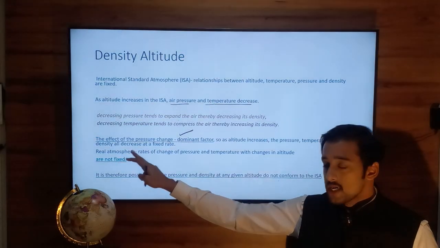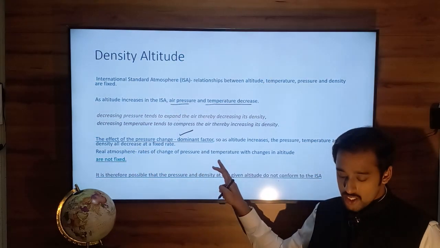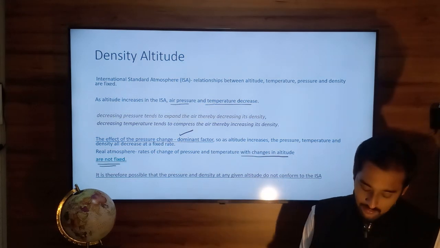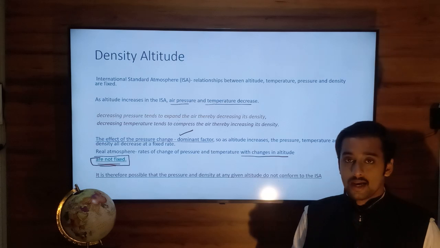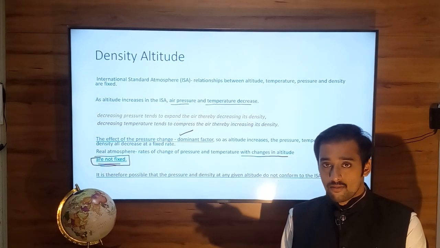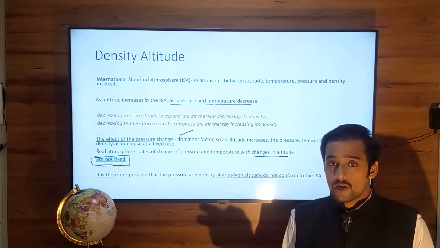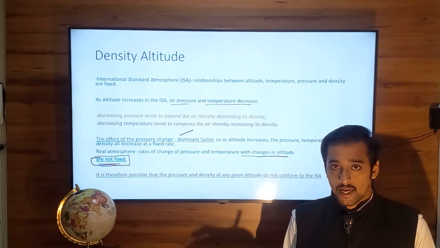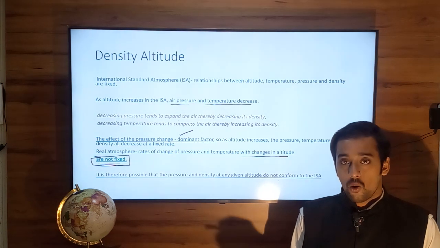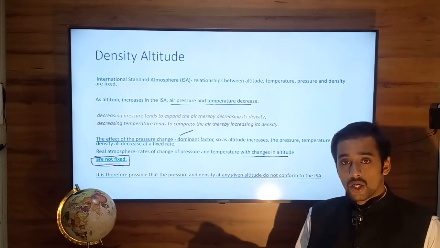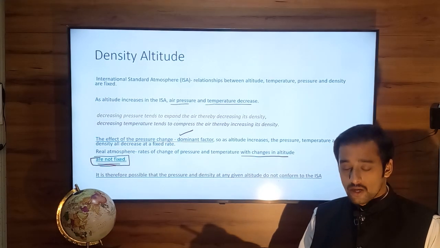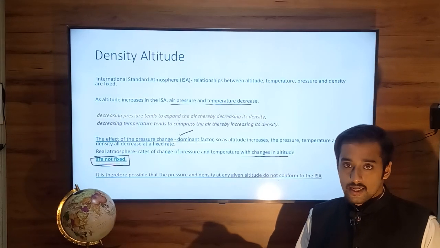In the real atmosphere, the rates of change of pressure and temperature with changes in altitude are not fixed. Not fixed is the important point. Unlike ISA, in the case of a real or non-ISA atmosphere, the rate of change of density with altitude is not fixed. The lapse rate will determine that. It is therefore possible that pressure and density at any given altitude do not conform to ISA values.